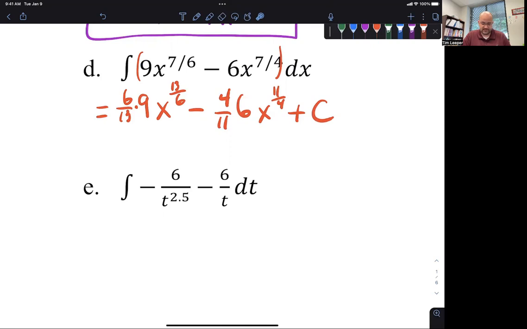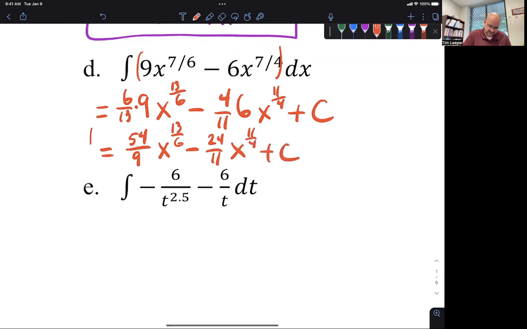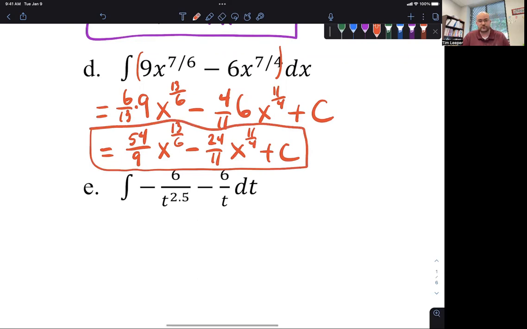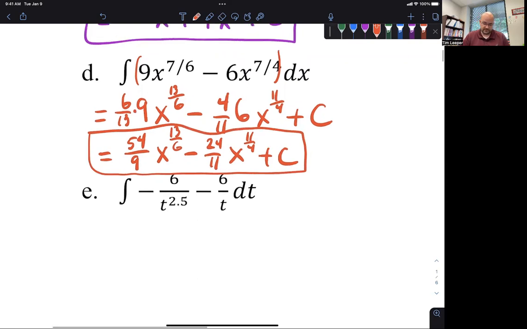6 over 13 times 9, nothing cancels here, so 6 times 9 is 54. It's 54 over 13, x to the 13 over 6, minus 4 times 6 is 24, divided by 11. So 24 over 11, x to the 11 over 4, plus c. And this is my family of antiderivatives. And good, that's letter D.